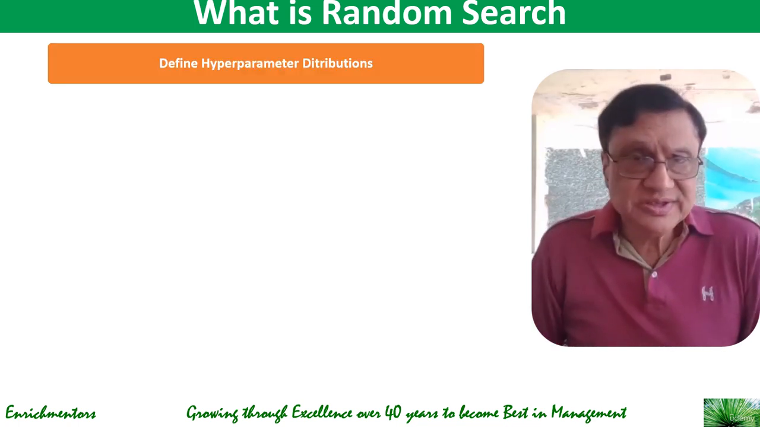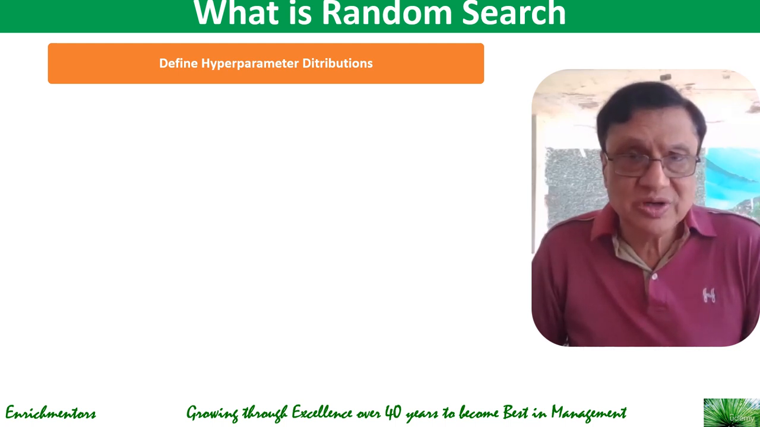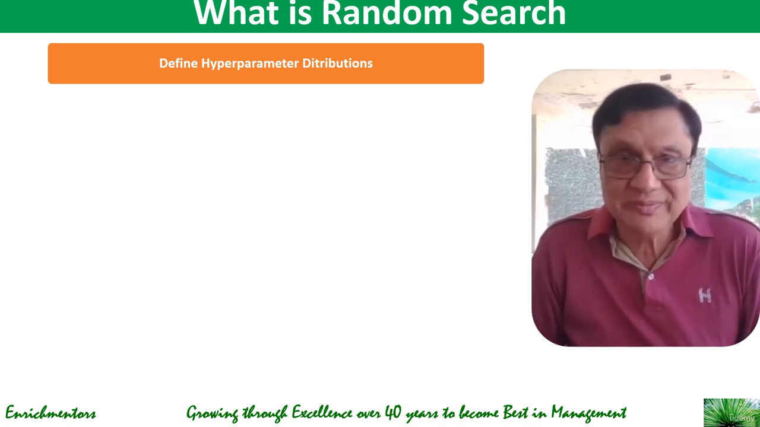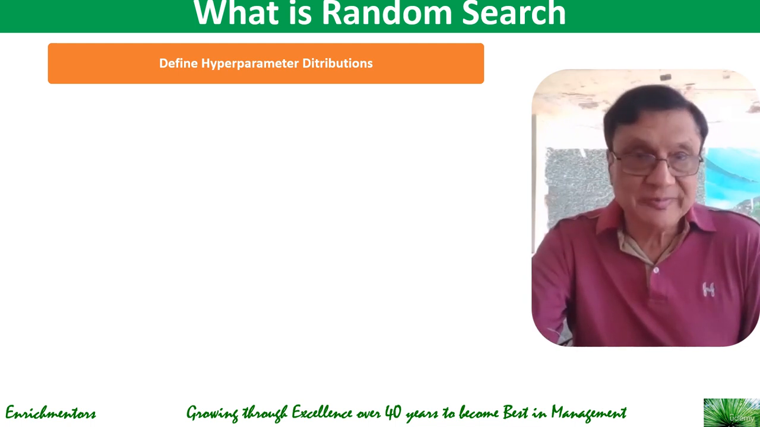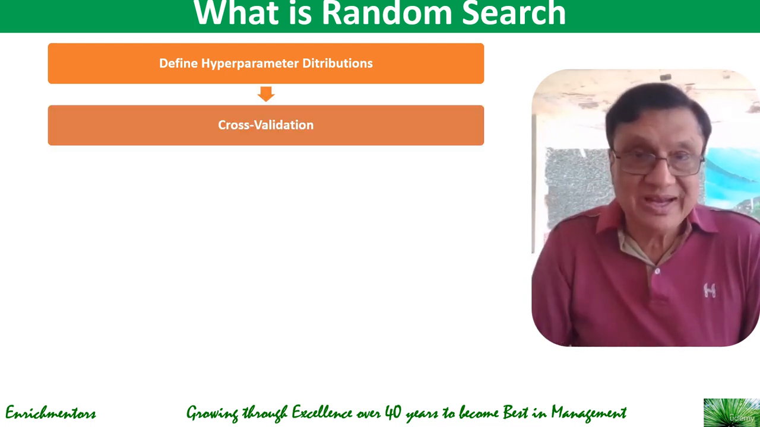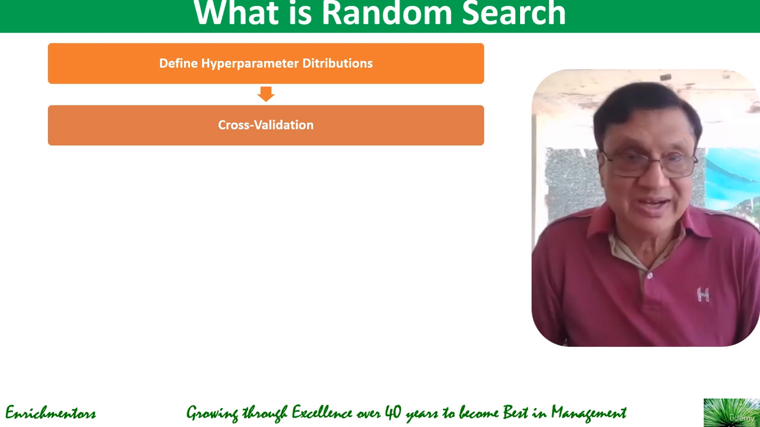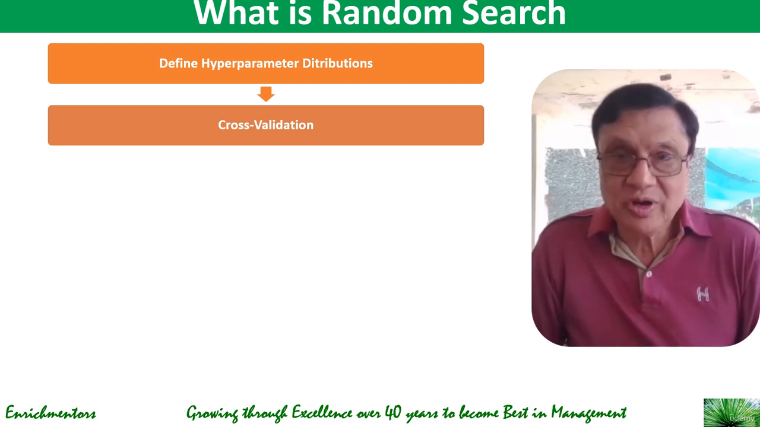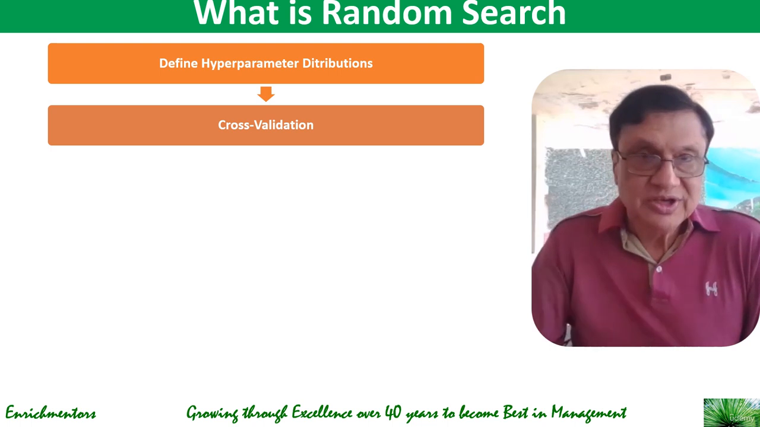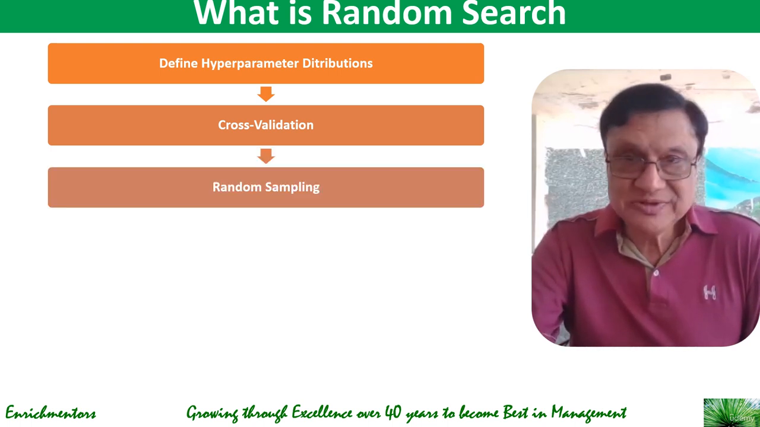First, you specify a probability distribution for each hyperparameter that you want to tune. For example, you might define a uniform distribution for continuous hyperparameters and a discrete distribution for categorical type hyperparameters. Then you cross-validate. Split the dataset into training and validation sets to perform k-fold cross-validation. During each fold of cross-validation, you train the model using the training data and evaluate its performance using the validation data. Then you get into random sampling.